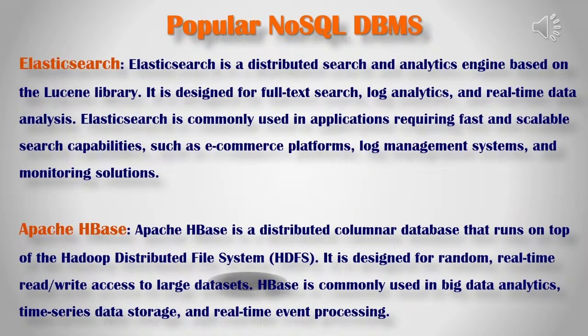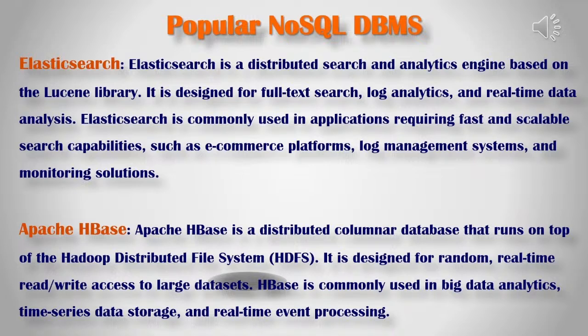Elasticsearch. Elasticsearch is a distributed search and analytics engine based on the Lucene library. It is designed for full-text search, log analytics, and real-time data analysis. Elasticsearch is commonly used in applications requiring fast and scalable search capabilities, such as e-commerce platforms, log management systems, and monitoring solutions.